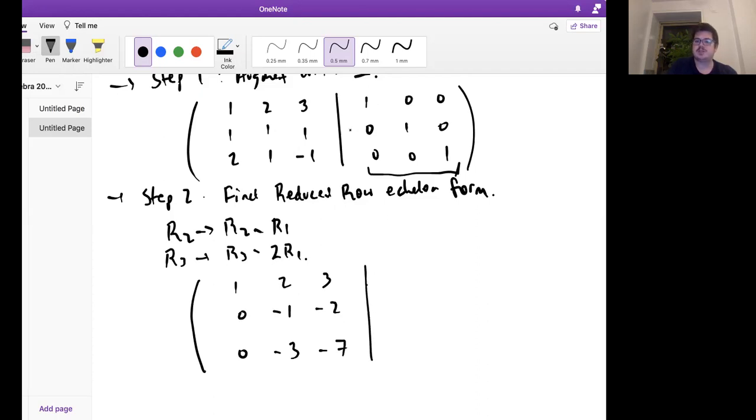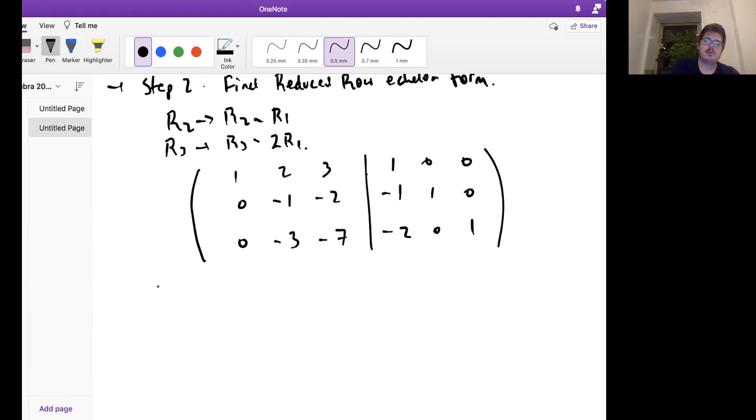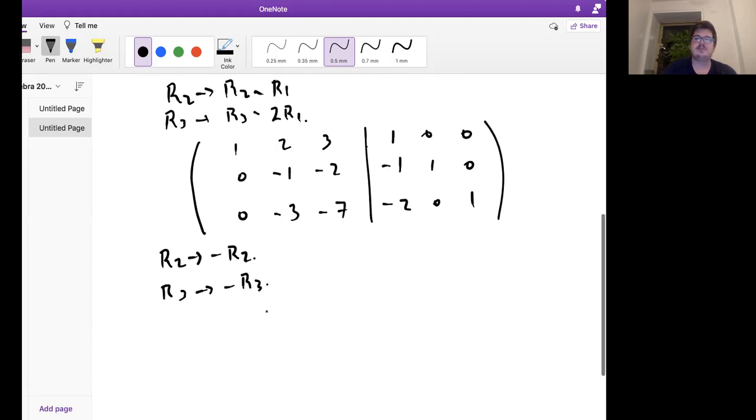Okay, so doing the row operations on the right-hand side. So row 2 minus row 1 is -1, 1, 0. And -2 row 1 is -2, 0, 1. Okay, any questions on that first step? Okay, so what would our next step be? Yeah, probably minus row 2. While we're here, why don't we subtract out row 3? Just get rid of all negatives.